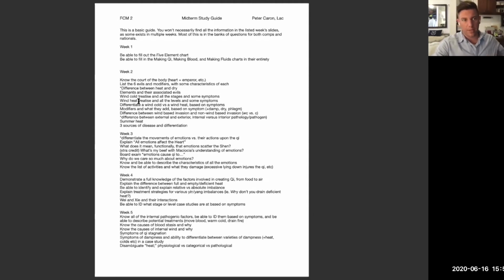Wind cold with dampness. What would it look like if dampness gets added in? We just went over it. It's going to look heavier, stickier, and dirtier, right? So you might expect to see some mucus coming out of the person's nose if they have a wind cold with dampness. You might expect their head to be heavy.